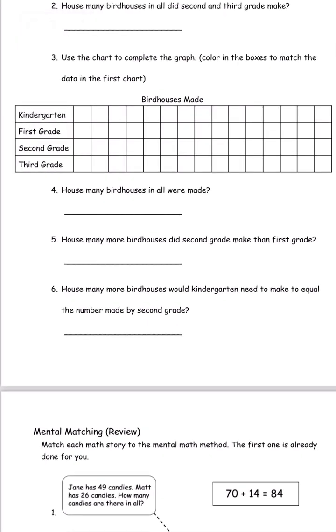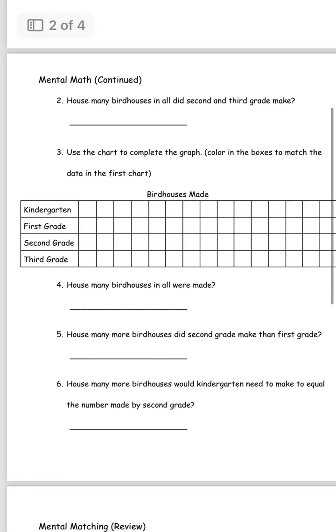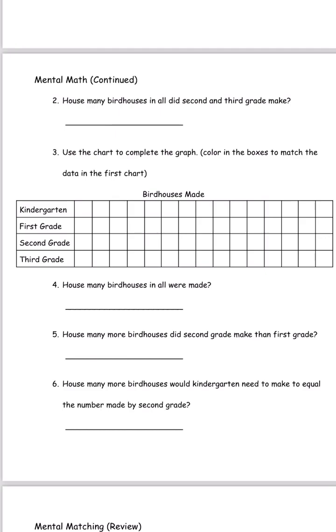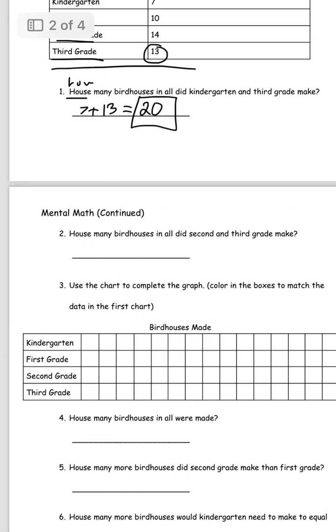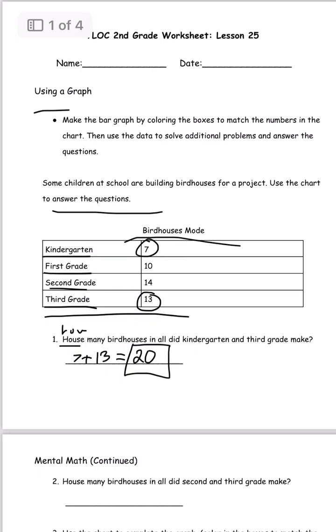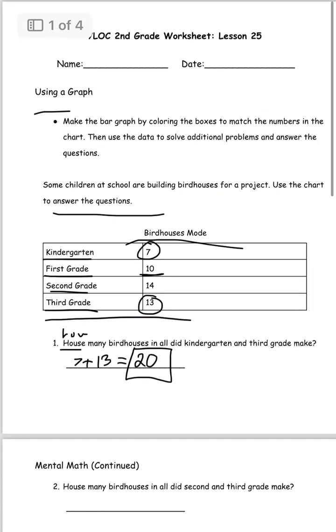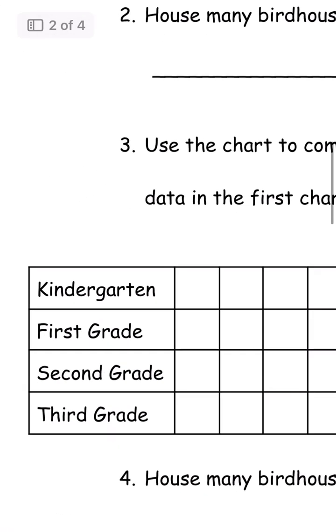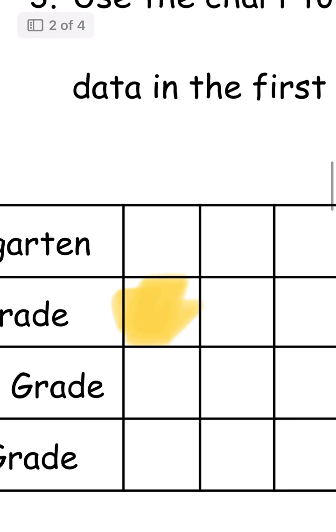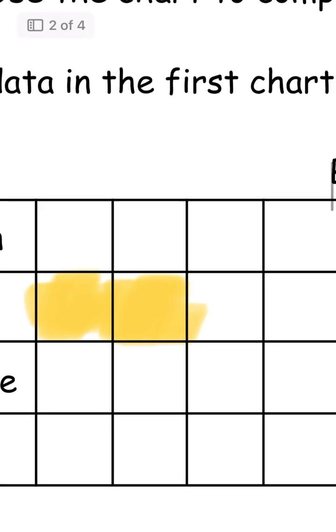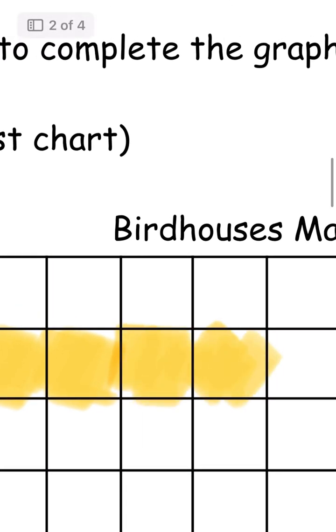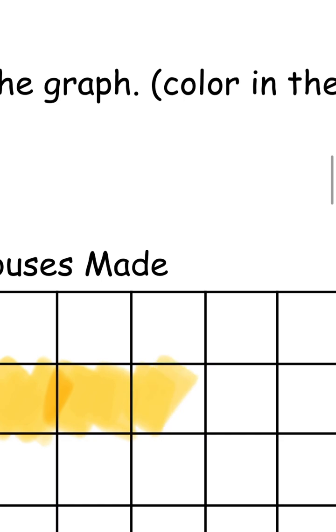Let's try doing the second grade and the first grade then. So, first grade, we have 10. So we have to color in 10 boxes. So 1, 2, 3, 4, 5, 7, 8, 9, and 10.